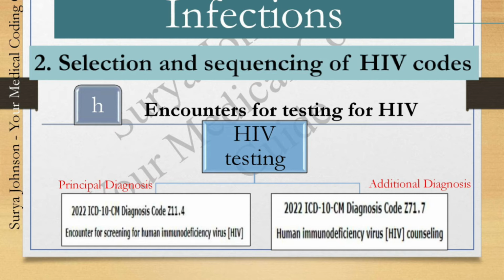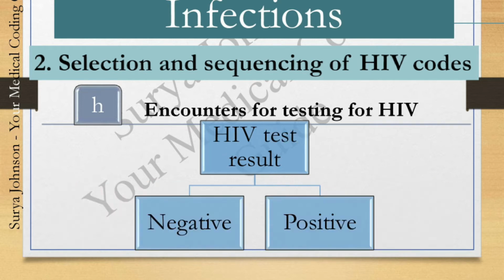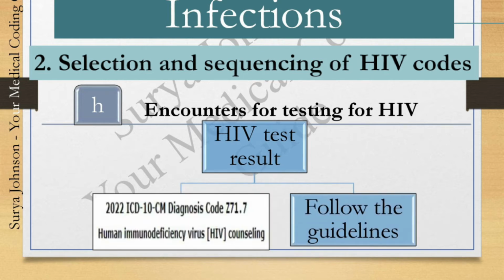So if the patient is symptomatic, you will code the symptoms as the principal diagnosis, then you will code the Z11.4 followed by the Z71.7. If the result is negative, you will be coding Z71.7 only, that is HIV counseling. Like the patient came with a suspicion or just a screening for HIV test, and the patient has been counseled when the result is negative. If the result is positive, you will follow all the previous guidelines based on the symptomatic or asymptomatic scenario.